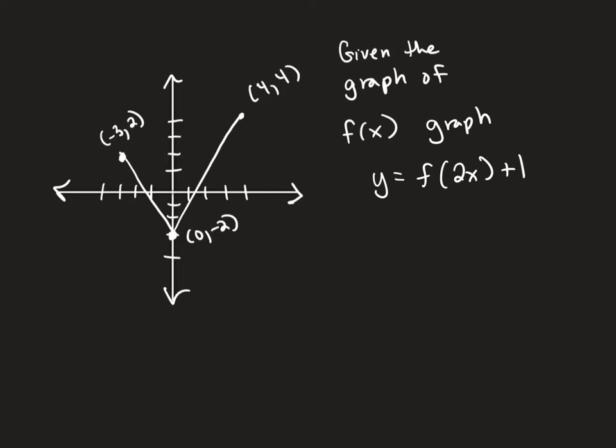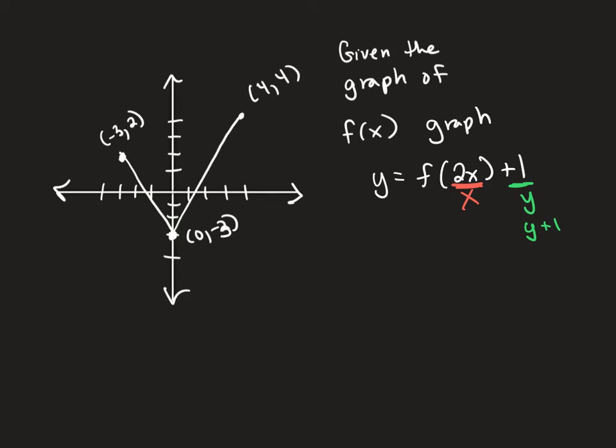So let's look at this one. And again, this is 0 and negative 3. In this case, we have something inside of it. We have this 2 inside, so that's going to affect the x. And then this is on the outside, so this will affect the y. So this one's a simple one. We're just going to add 1 to the y's.